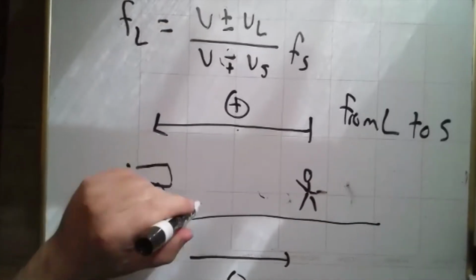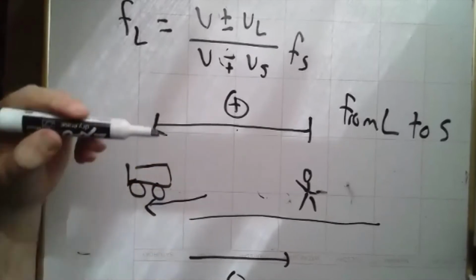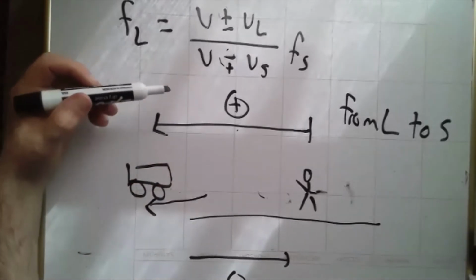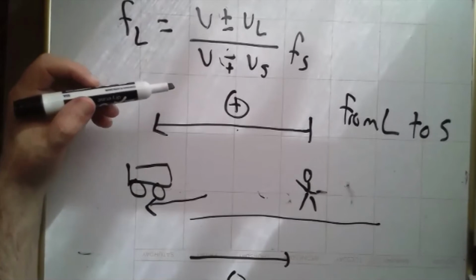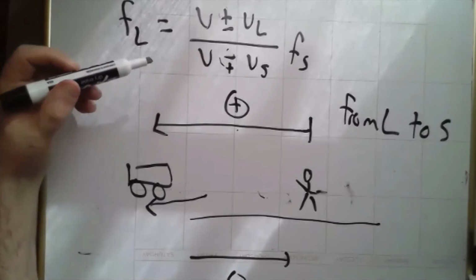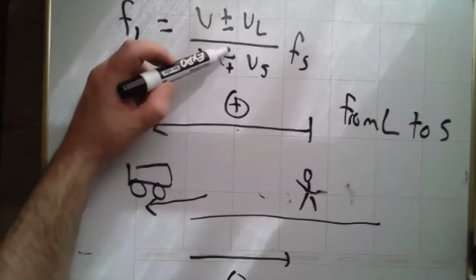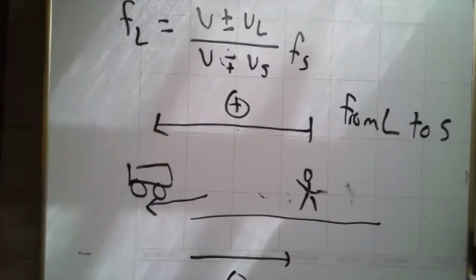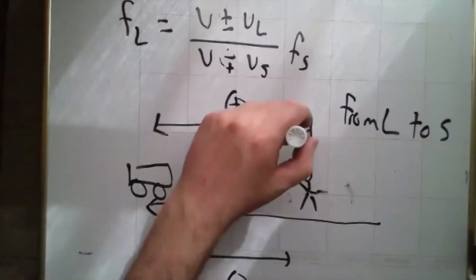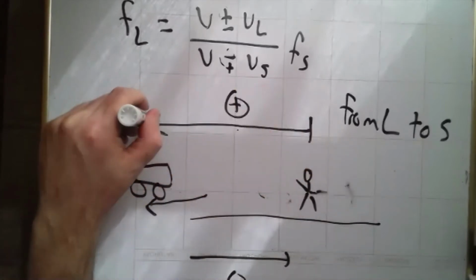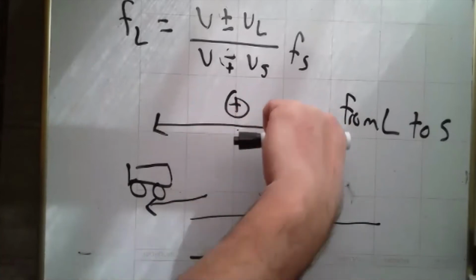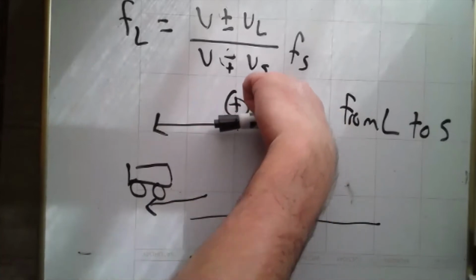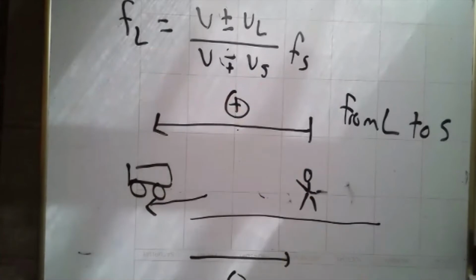If the truck is moving away from me, my pitch should go down. I need a bigger number on the bottom. Bigger number on the bottom makes a fraction smaller. I would use the plus. Okay, I know I threw a lot at you right there. You don't have to memorize all that. The key is draw an arrow from listener to source. Anything that moves with that arrow is a plus. Against the arrow is a minus.